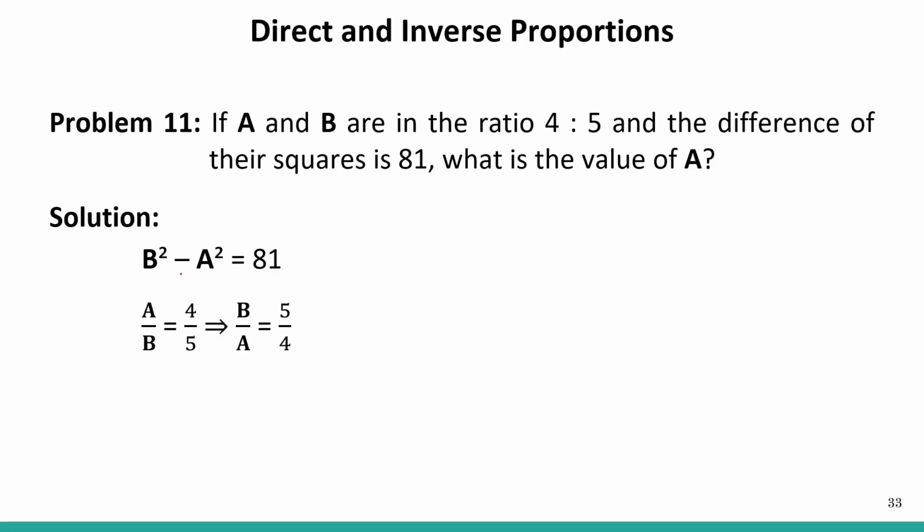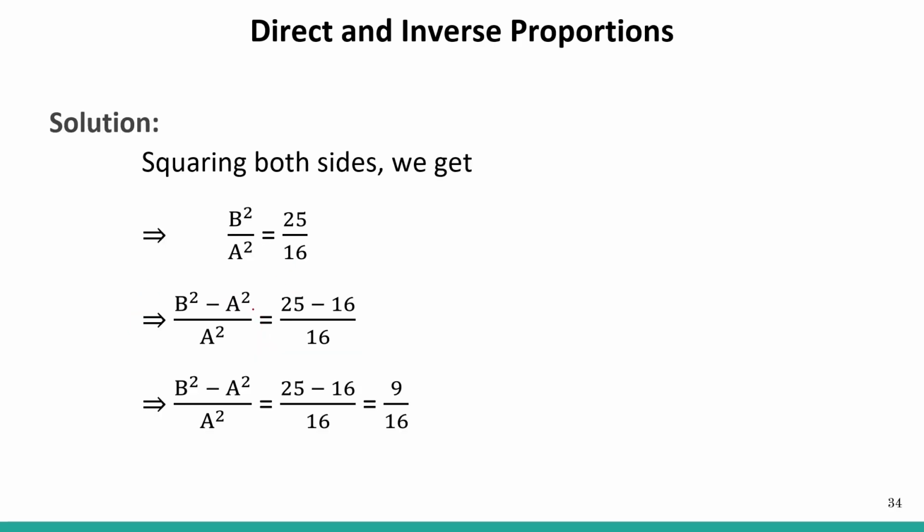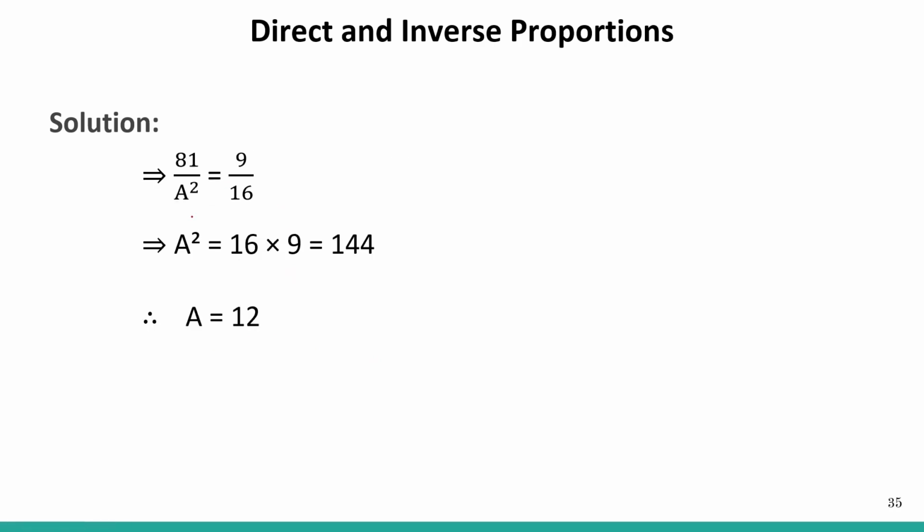So given that B square minus A square is equal to 81. Okay. So A is to B is equal to 4:5. So B is to A will be what? 5:4. So squaring both the sides, B square by A square is equal to 25 by 16. So B square minus A square by A square is equal to what? 9 by 16. So 81 by A square is equal to 9 by 16. So A square is equal to 16 into 9, is equal to 144. So this implies that A is equal to 12.